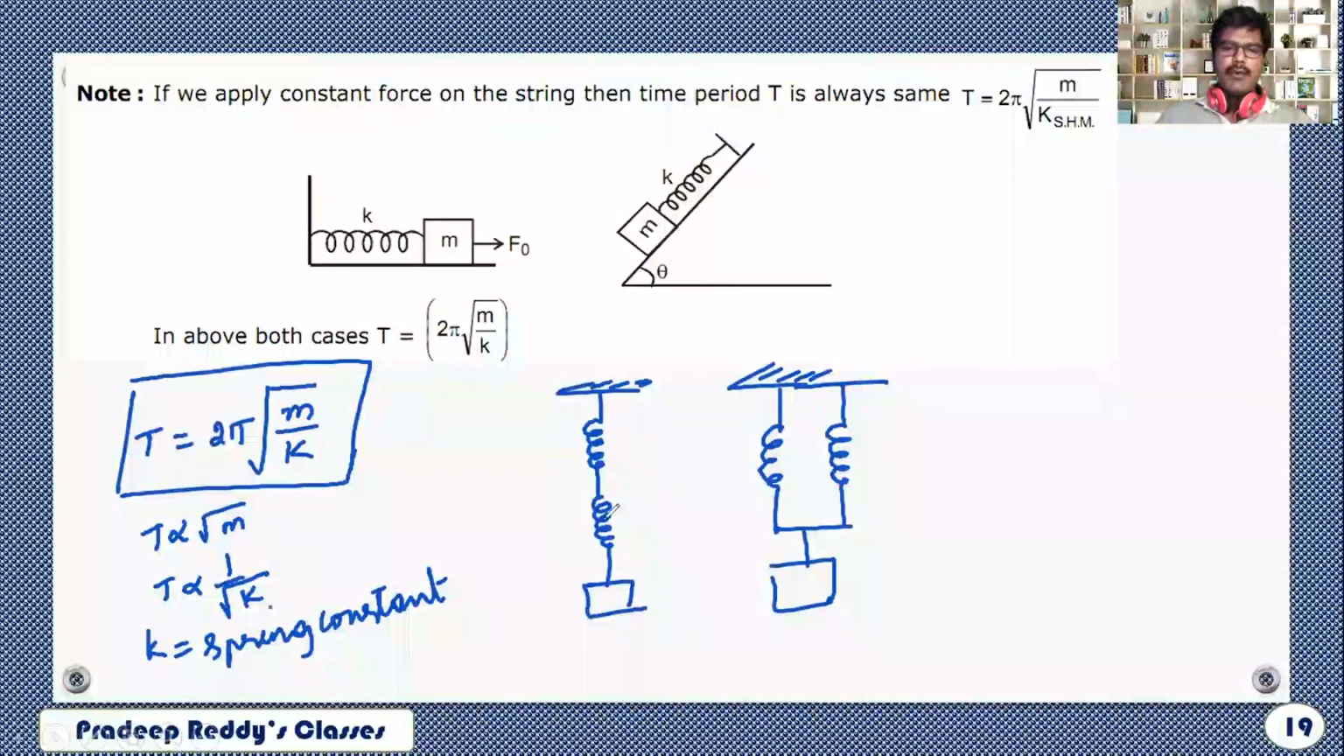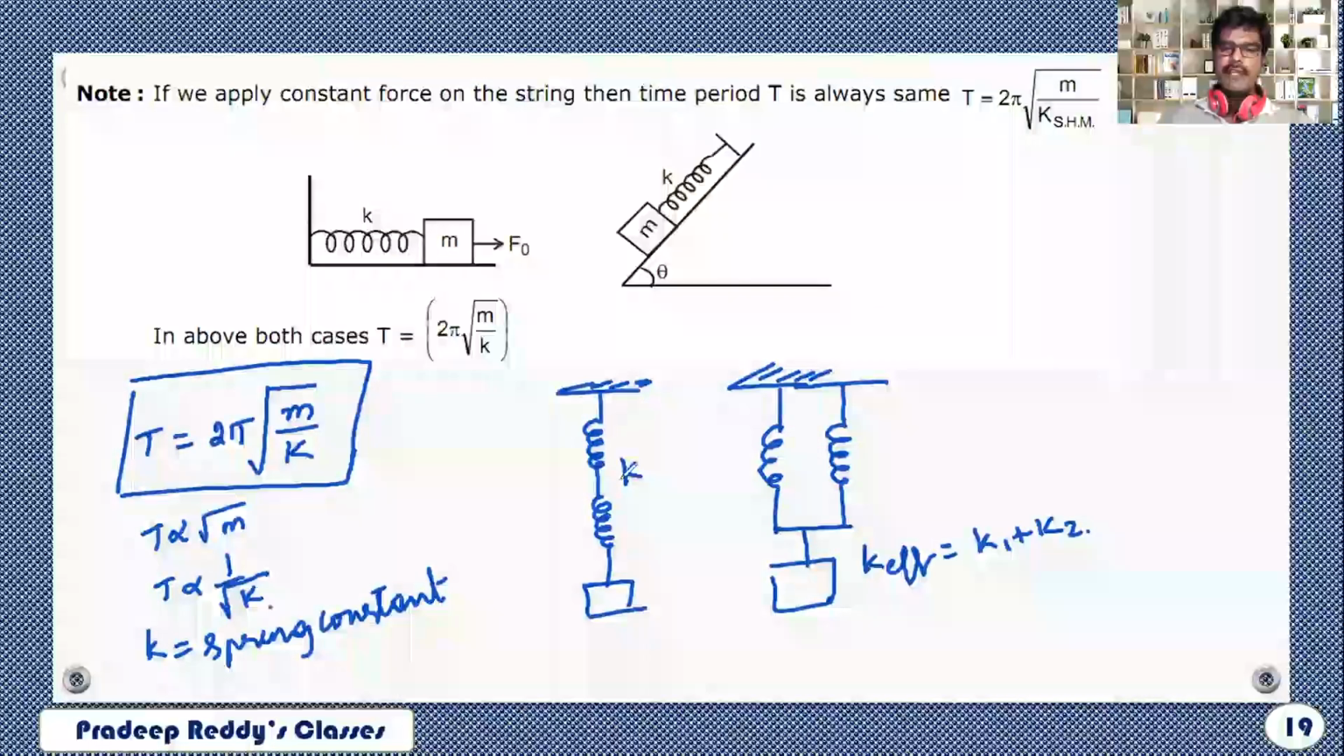So overall, for the two springs which are attached in series, you will have one spring constant. Likewise, for the two springs which are connected in parallel, you will have one effective spring constant, right? Whenever two springs are connected in parallel, K effective will be equal to K1 plus K2. If two springs are connected in parallel, the effective spring constant is K1 plus K2.